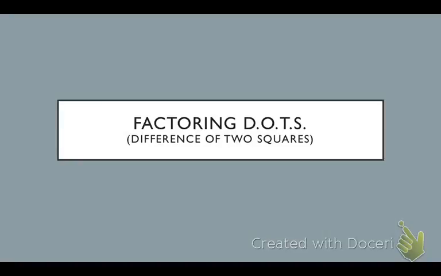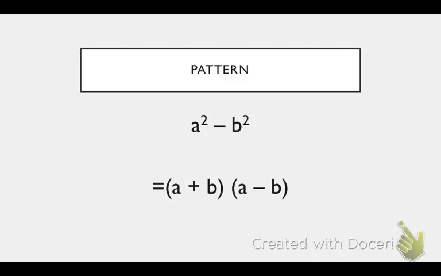Let's examine how to factor a binomial that is the difference of two squares. Difference of two squares is abbreviated as the dots pattern. The pattern looks like this.